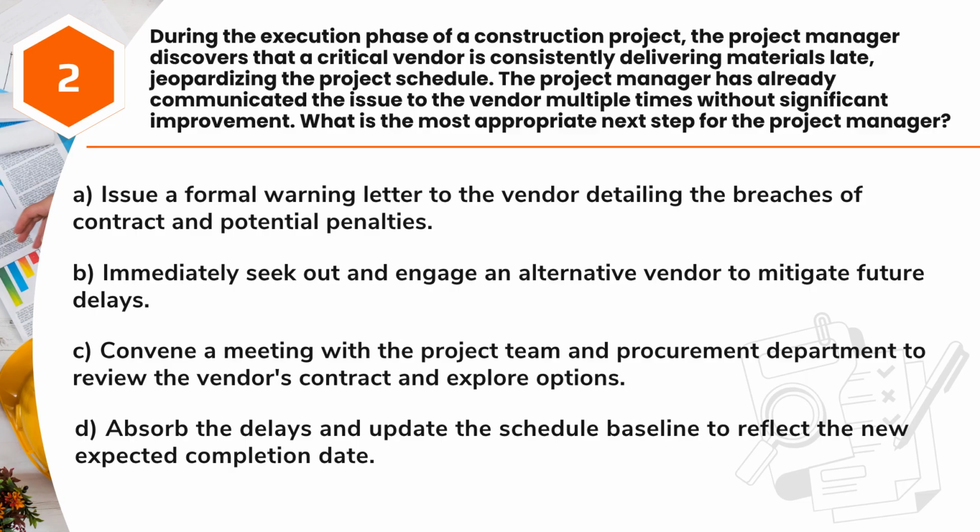A. Issue a formal warning letter to the vendor detailing the breaches of contract and potential penalties. B. Immediately seek out and engage an alternative vendor to mitigate future delays. C. Convene a meeting with the project team and procurement department to review the vendor's contract and explore options. D. Absorb the delays and update the schedule baseline to reflect the new expected completion date.